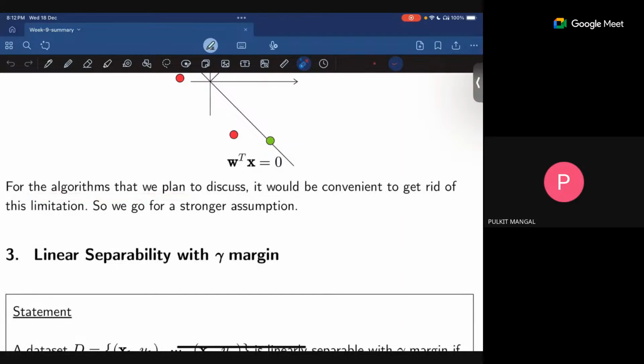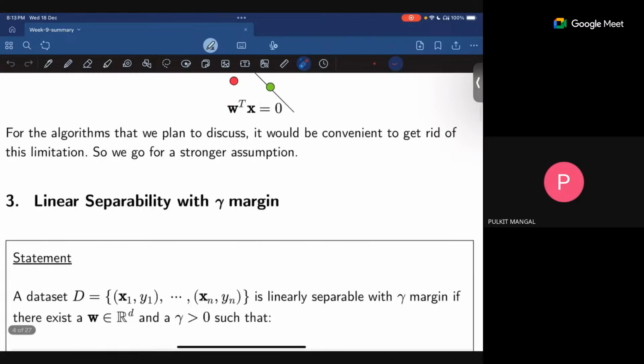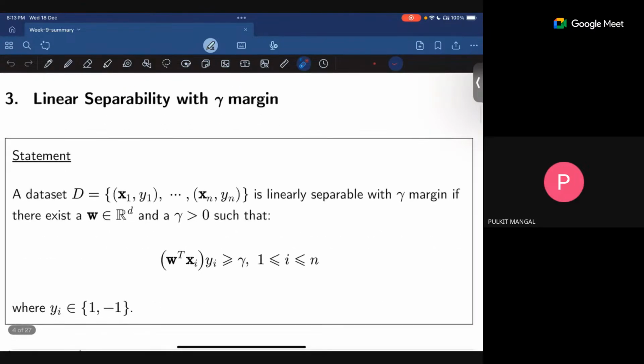So for the perceptron algorithm, we have to get rid of this limitation, that our data set should not be just linearly separable like this. It should be linearly separable with some margin. One note: for data that is linearly separable with some positive margin, the perceptron algorithm will always work. So that is the next point, linear separability with some gamma margin.